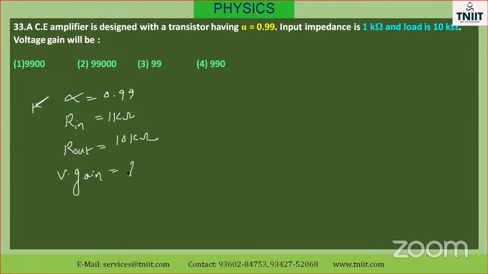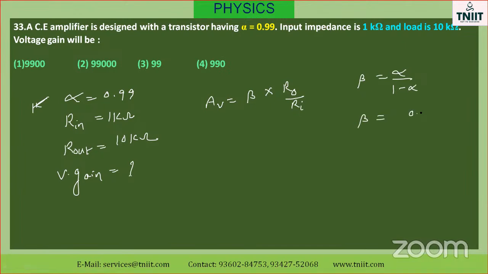Please remember, CE mode means common emitter mode. Please remember the voltage gain formula. Voltage gain AV is given by beta times the output resistance divided by the input resistance. But how to calculate beta? Beta is alpha divided by 1 minus alpha.